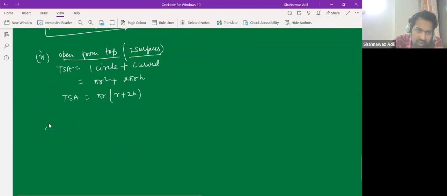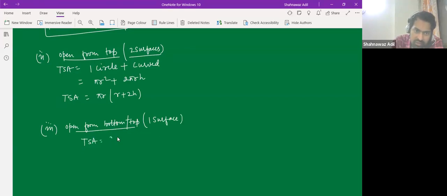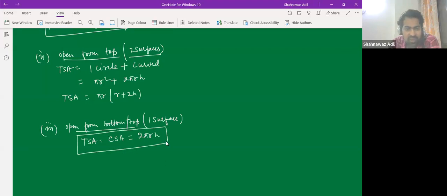And then you have this third cylinder also. So this is open from bottom and top, right? Then we have only one surface, and the total surface area would be just the curved surface area, and that would be 2 pi r h. So whenever they say curved surface area, then we take the curved portion. Whenever they say the total surface area, then we count all the parts.